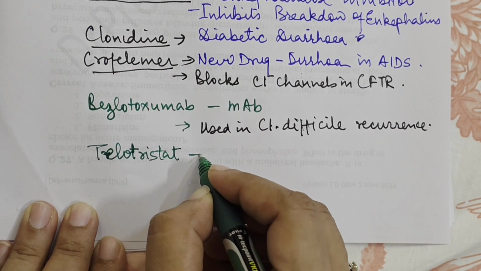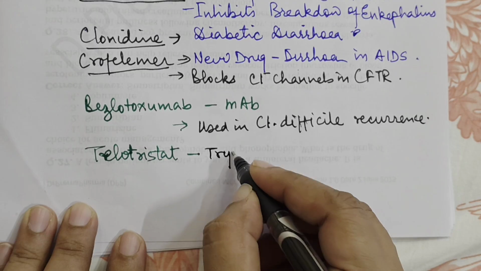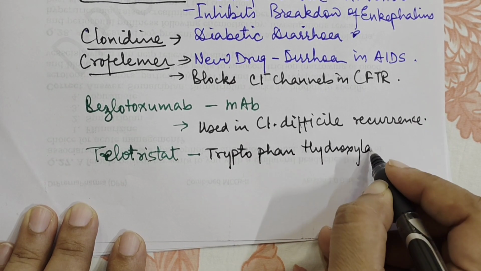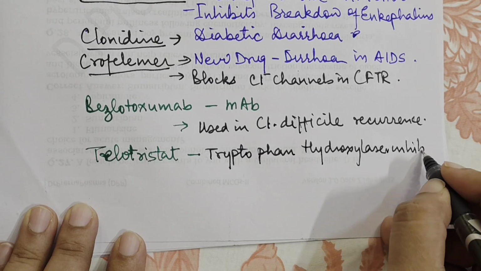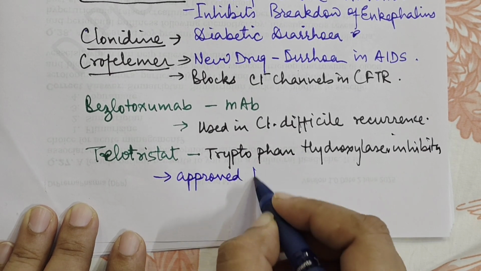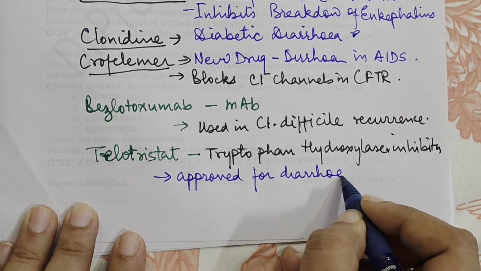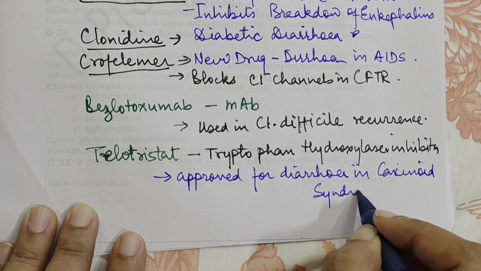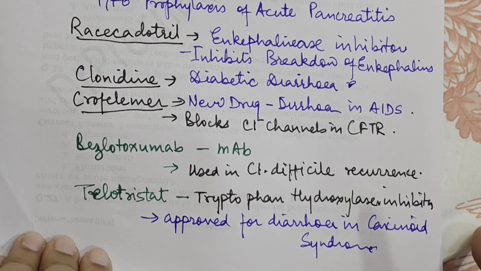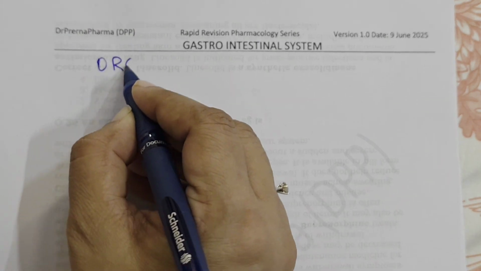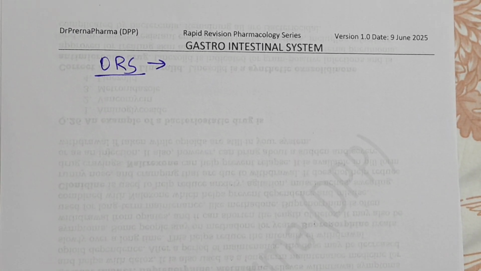telotristat, also a new drug, and this is basically a tryptophan hydroxylase inhibitor, right? And this is approved for diarrhea in carcinoid syndrome. Okay, that is telotristat. So these are the various drugs which we use in diarrhea. Now in continuation, let us see about ORS. ORS is a very simple topic, but इस पे questions आते हैं.